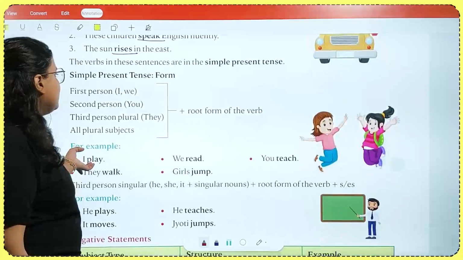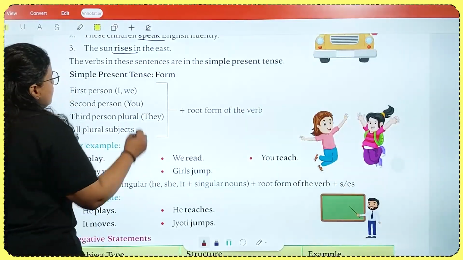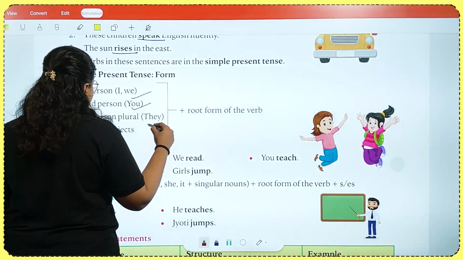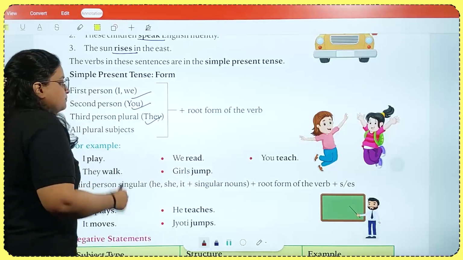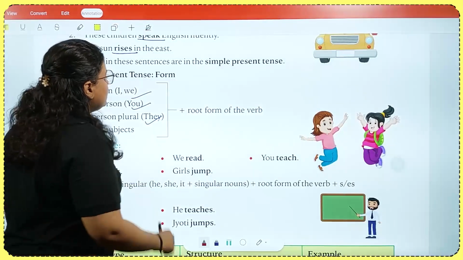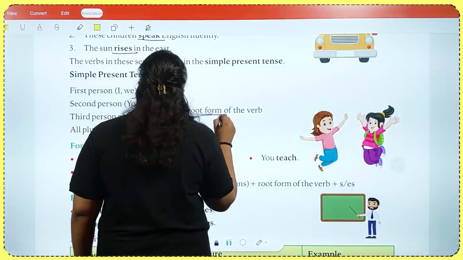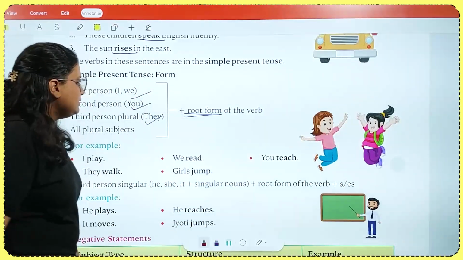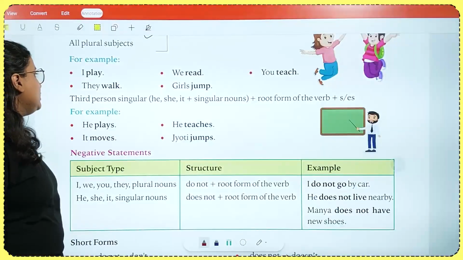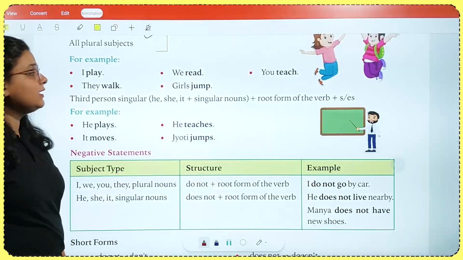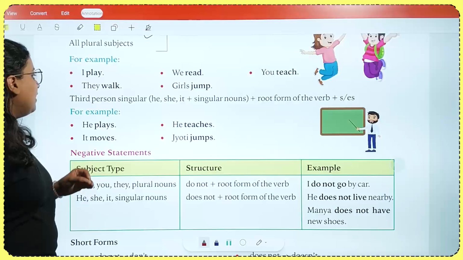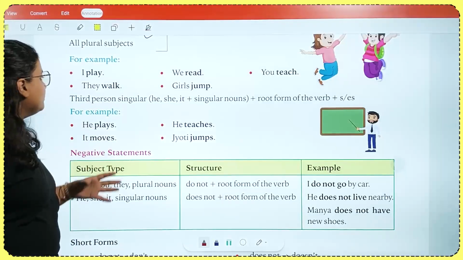Simple present tense is formed as first person I, we, second person you, third person plural they, plus root form of the verb. What is the root form? How the verb is in its original form. I play, we read, you teach, they walk, girl jumps, girls jump. So all of these are your root form of the verb.